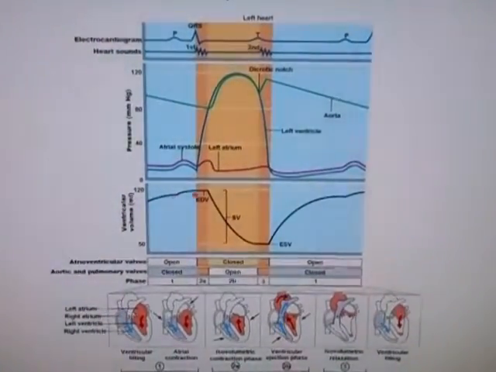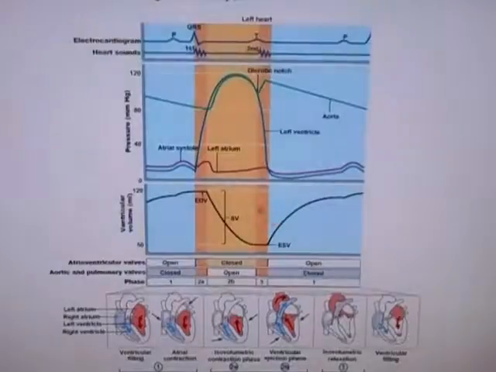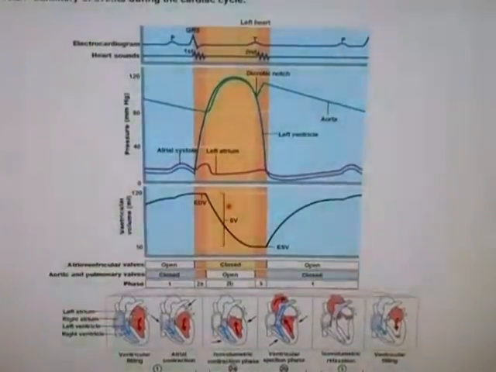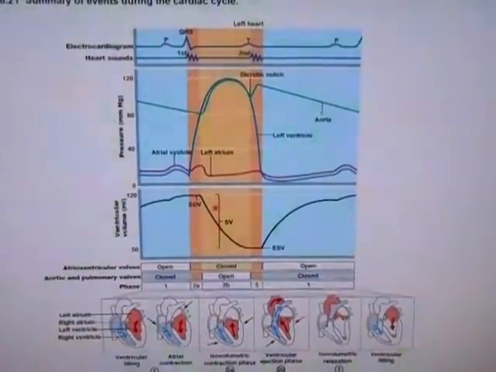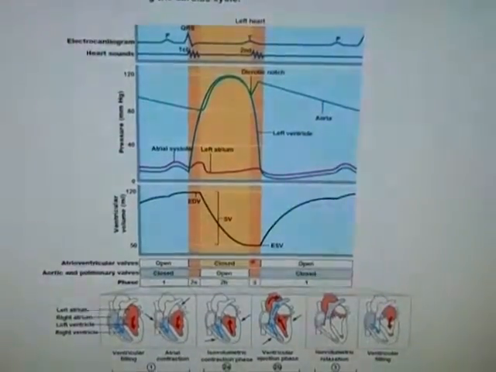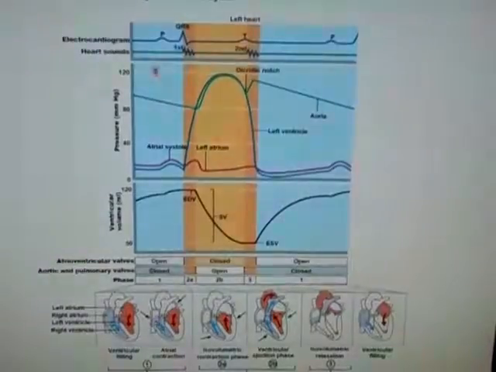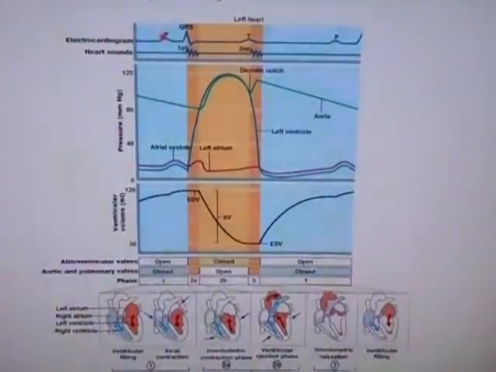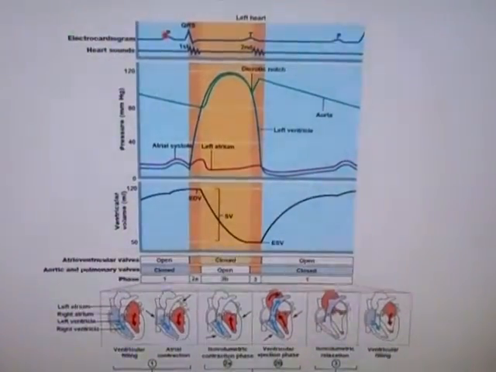Down here in this part of the graph, we have the volume of blood throughout the course of the cardiac cycle in the ventricle, and the state of all the valves is shown down here. So let's see what this kind of graph can tell us. We'll start up here at the top with the first event on the ECG, which is the P wave.